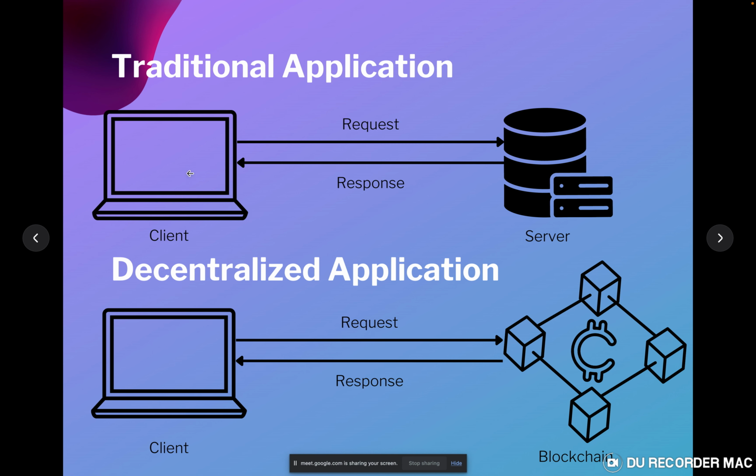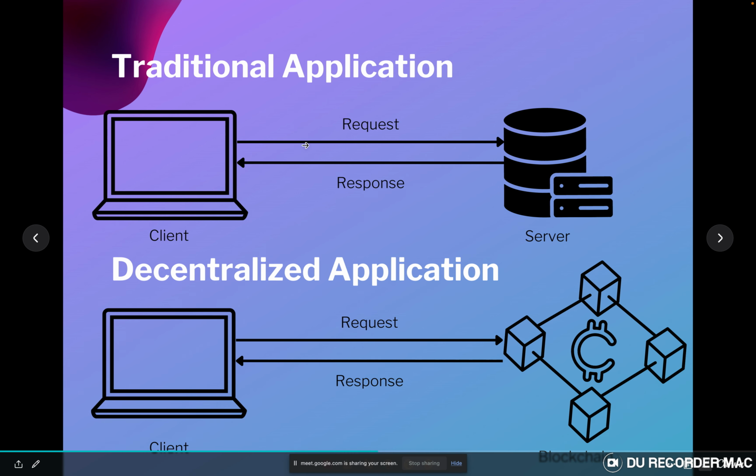So at the end of the day, when you want to make a post, you send a request. The response you usually get when you're using Facebook is that your post has been successfully uploaded. The server helps to upload your post and make it available on the Facebook platform. So that's it about traditional applications.